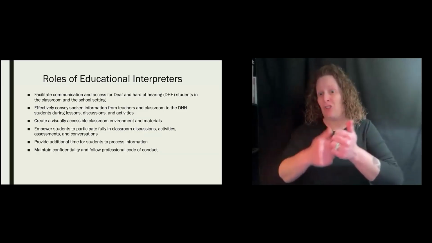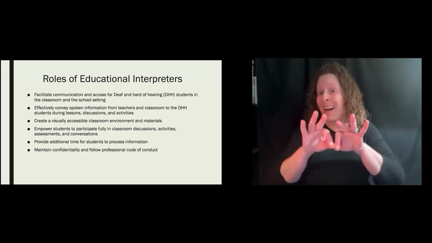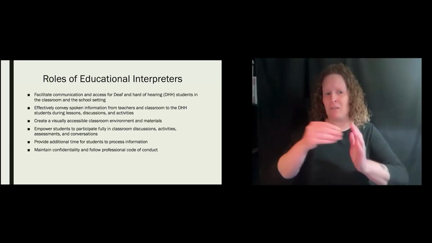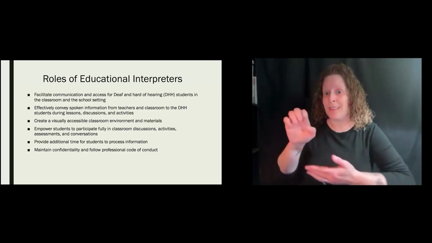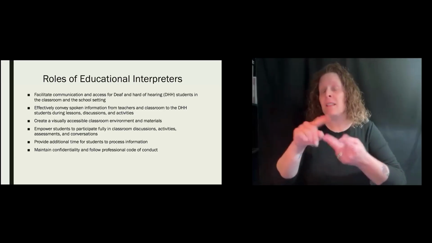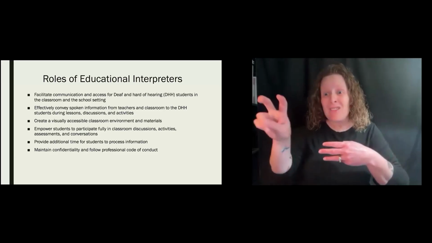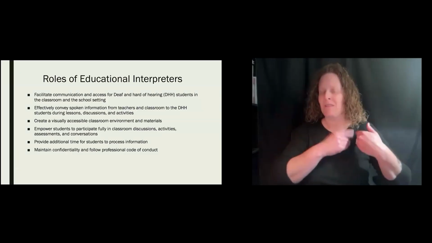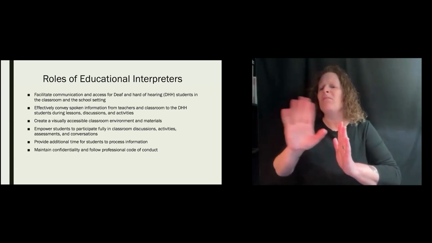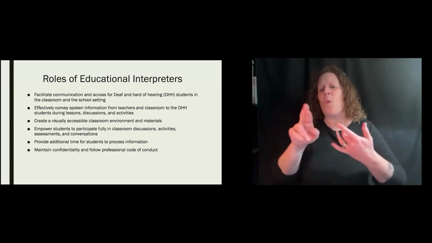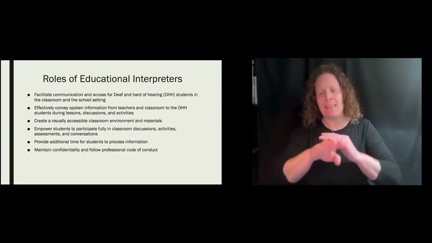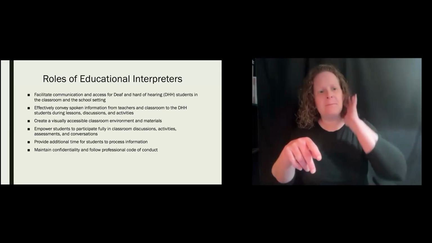There's a lot of confusion about what the interpreter should actually be doing or should not be doing, right? The main role is to facilitate communication and access for the deaf and hard of hearing students in the classroom and in the school setting. So the school setting means clubs, school events, field trips, any situation that the student is going to be engaged in while at school is something that the interpreters need to think about. We don't need an interpreter for after school events, just in the day, right? Academically related, they have to have access to that, right?